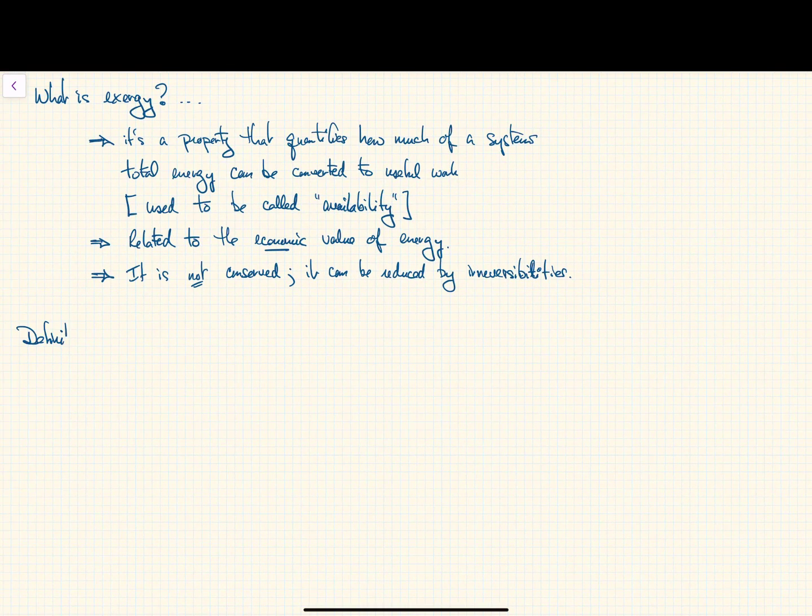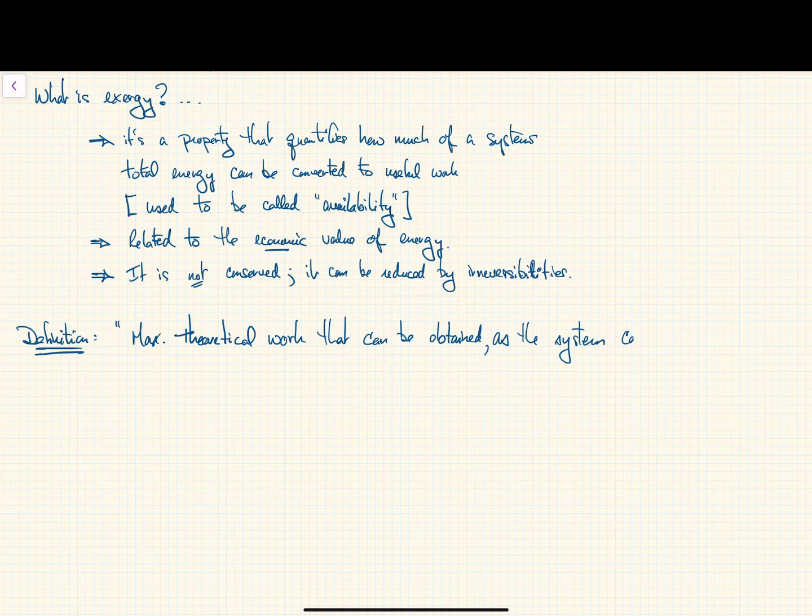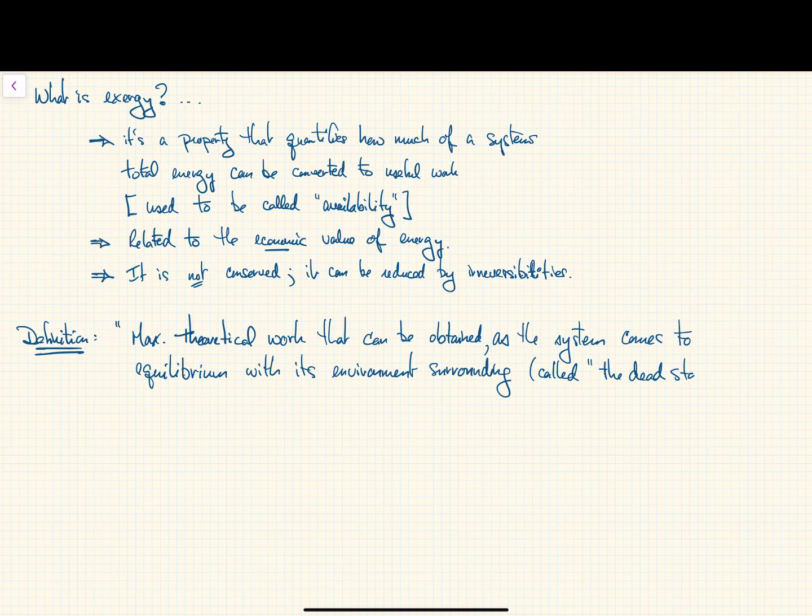So let's define it formally here. Exergy is the maximum theoretical work that can be obtained as the system comes to equilibrium with its surrounding environment. We're going to be at a fixed state, which we're going to call the dead state. So let's write that up. Environment, surroundings, we're going to call the dead state. We're going to call it T naught, P naught, etc., the properties of the surroundings. Standard atmosphere would be a typical one.